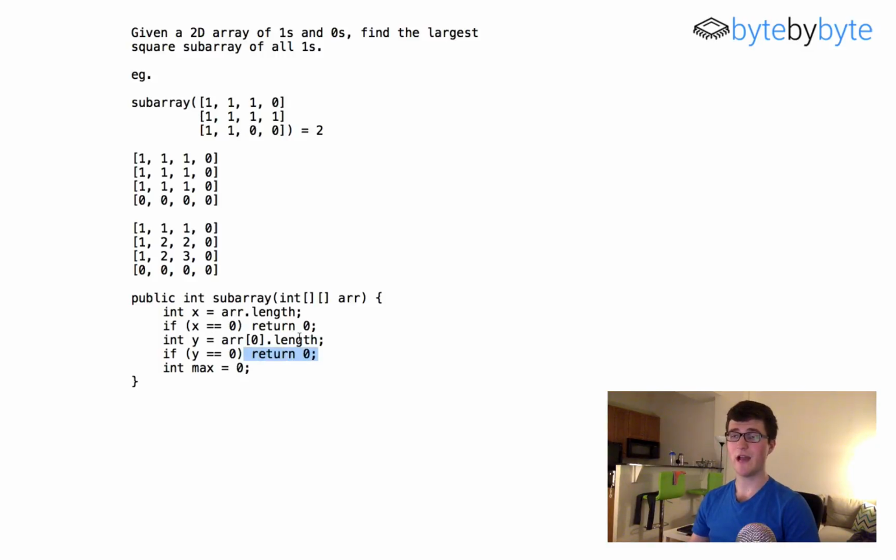Oh, and I should mention I'm returning 0 here because if either dimension of the array is 0, then obviously the largest square subarray of anything would be 0, let alone 1s.